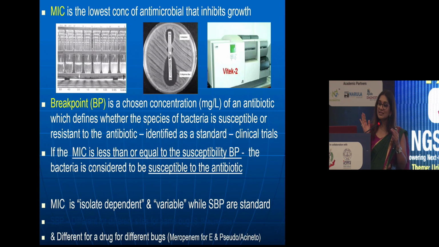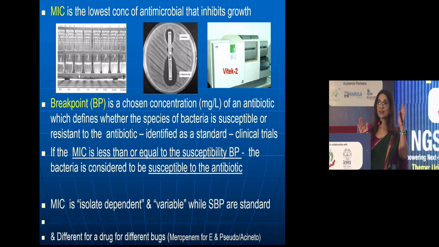So, what is this susceptibility breakpoint? This susceptibility breakpoint is obtained on the basis of various clinical trials. So, this is a chosen concentration of an antibiotic which defines whether the species of the bacteria is going to be susceptible or resistant to that antibiotic, and it is fixed. Whereas, the MIC which is seen on the culture report is variable.